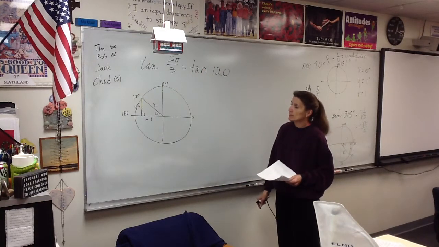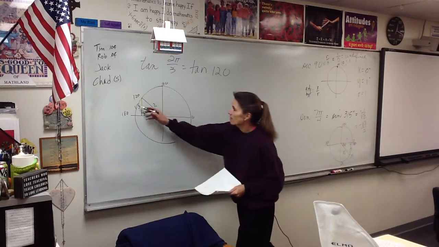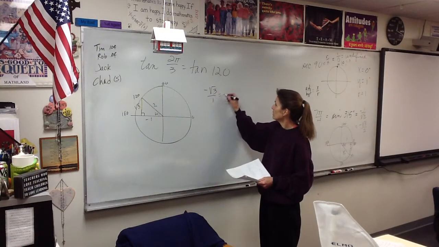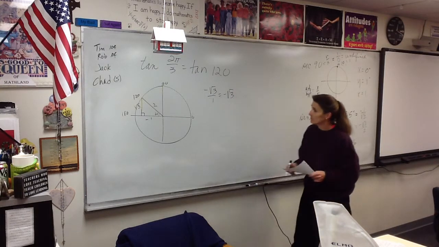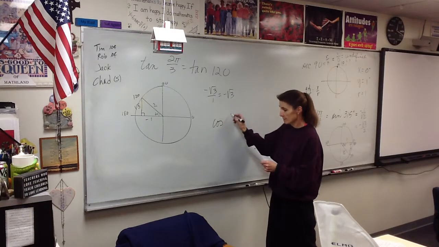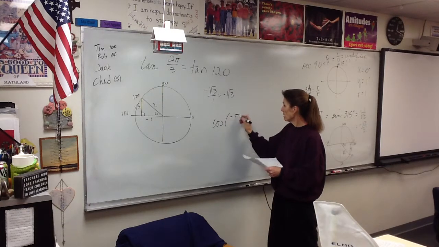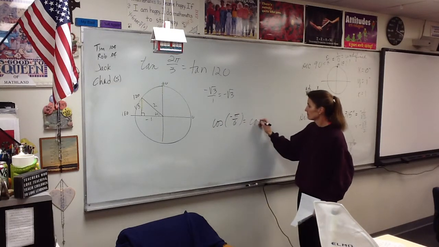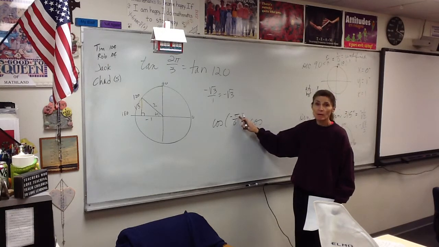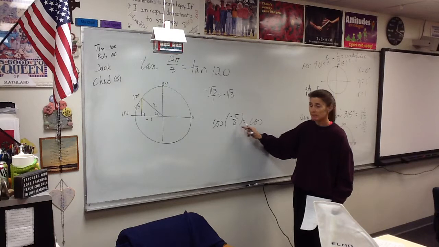I want the tangent. Tangent is opposite over adjacent. So that would be negative root 3 over 1 or negative root 3. Cosine, negative pi over 6. Negative pi over 6 would be negative 180 divided by 6, negative 30.